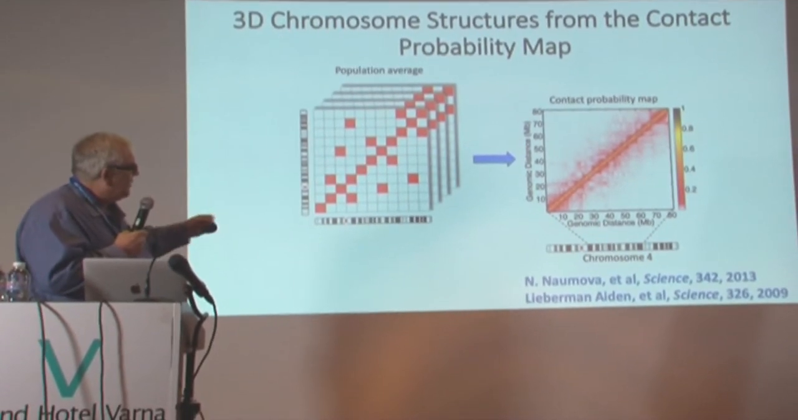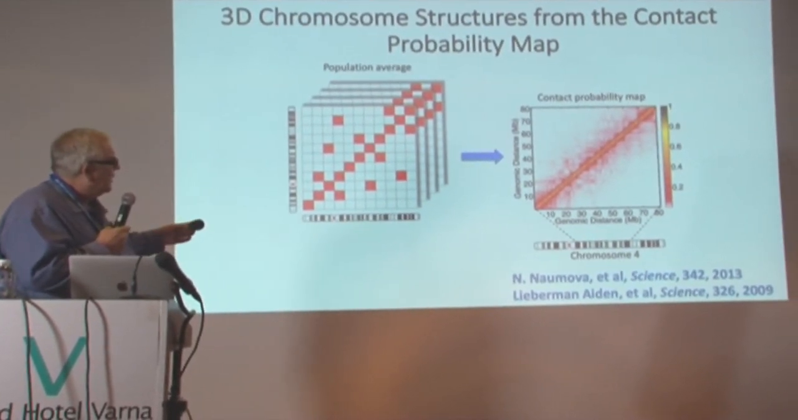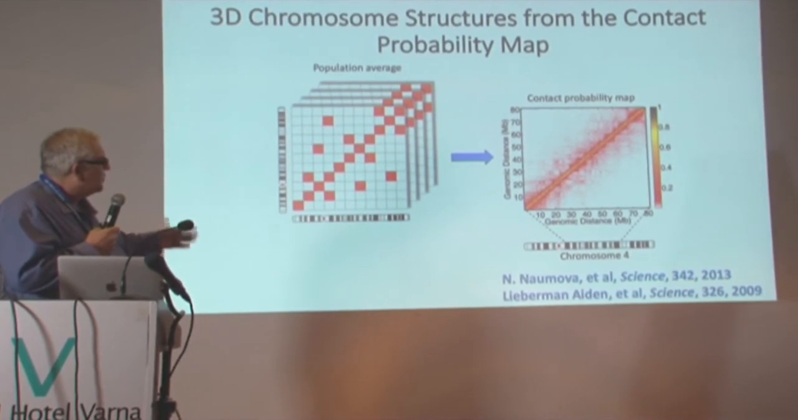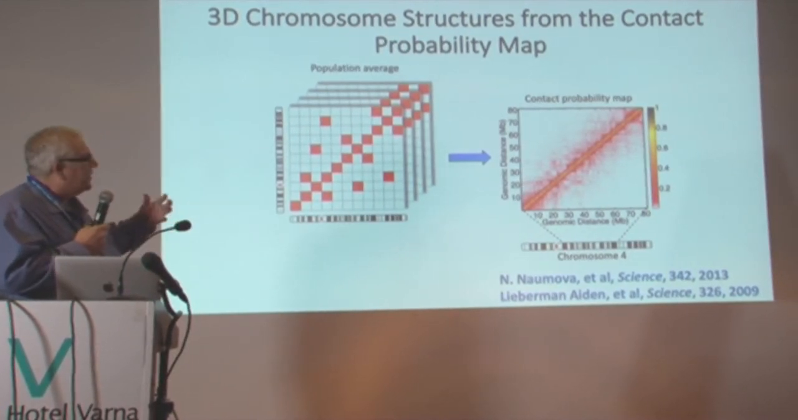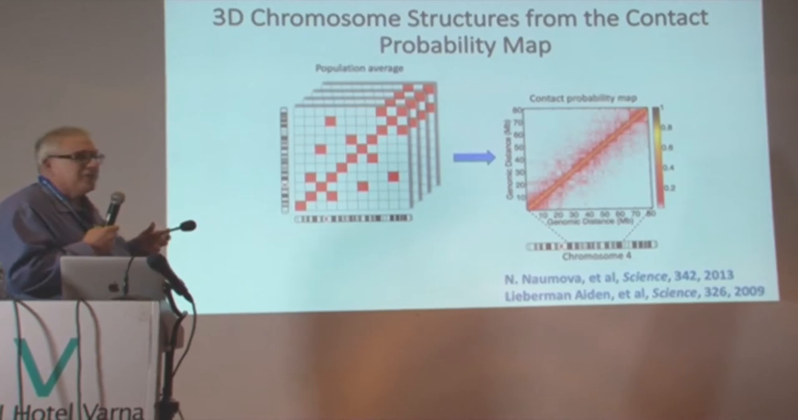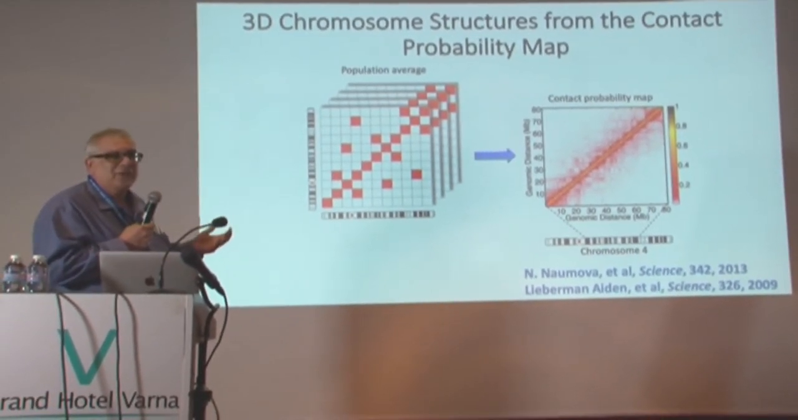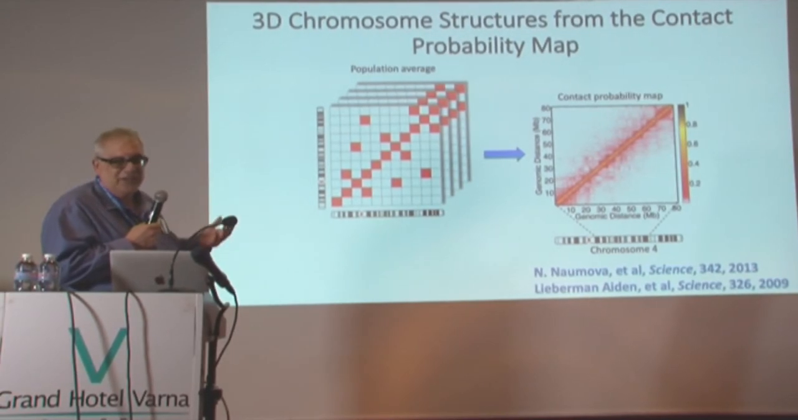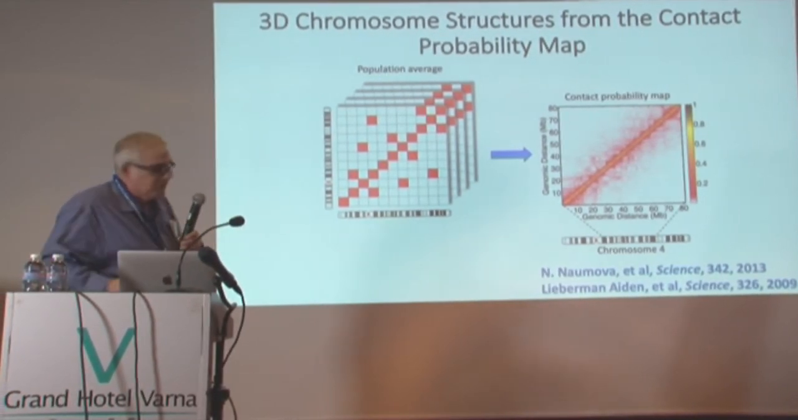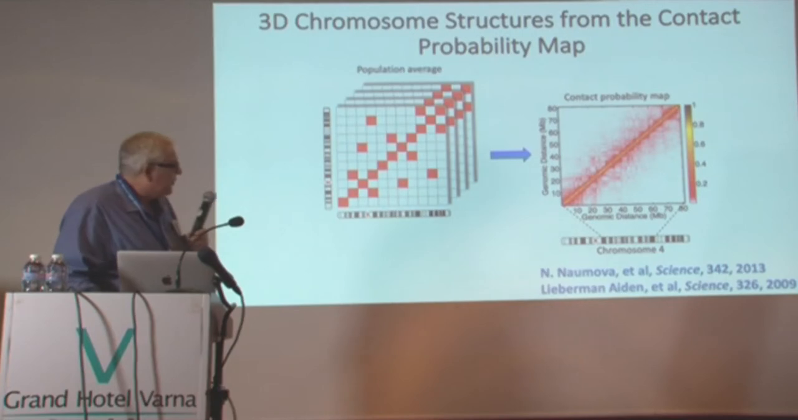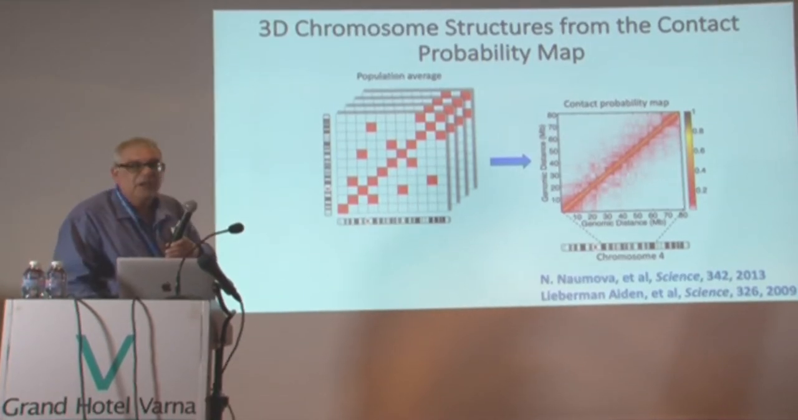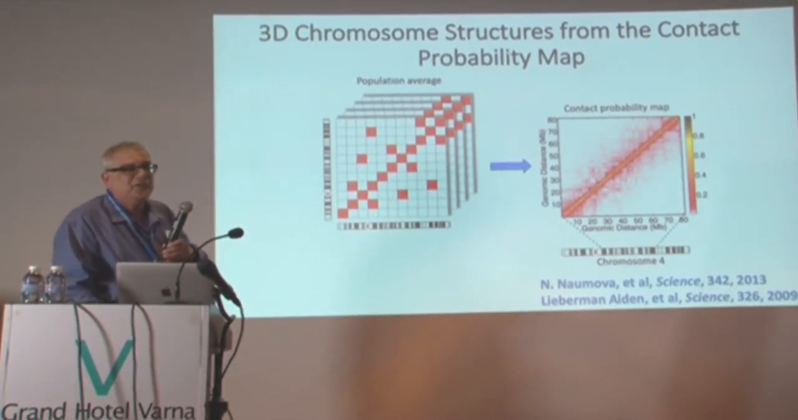We were hearing about Areza's work and came up with this question: was there a sort of objective way to take the information about the probabilities of contacts and infer something about an energy function and an energy landscape that would describe chromosomes? So you've, of course, heard about this sort of experiment that gives you an ensemble average of the probability of two things coming together.